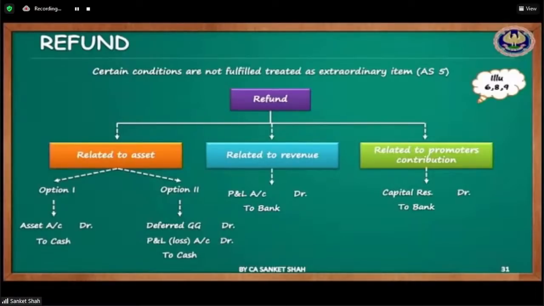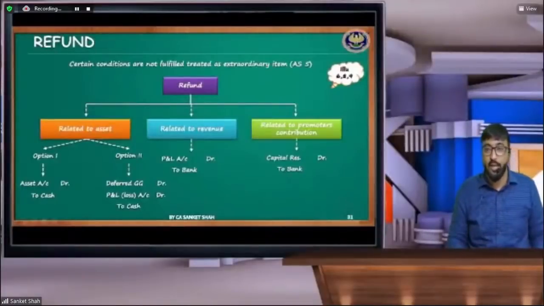Wow, till last minute attention. Very good. I'm very happy. Many students attended till last minute today. Very good. I know accounting standards are difficult, but still you have patience till last minute.